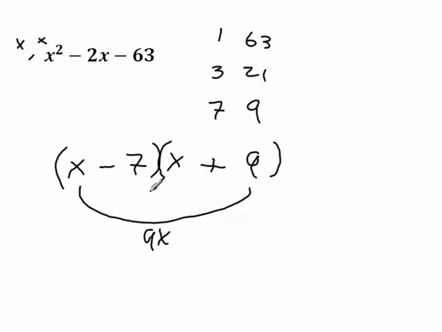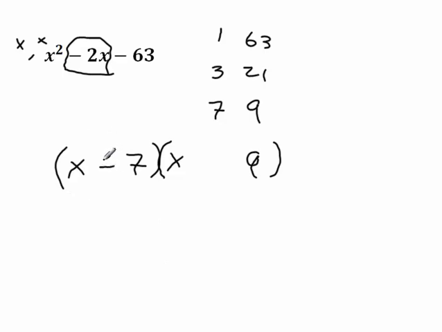And negative 7 times x is a negative 7x. And when I combine these, I get a positive 2x. Oh, I wanted a negative 2x. So I know that these aren't the right signs. So I can erase this here, and go ahead and erase that.